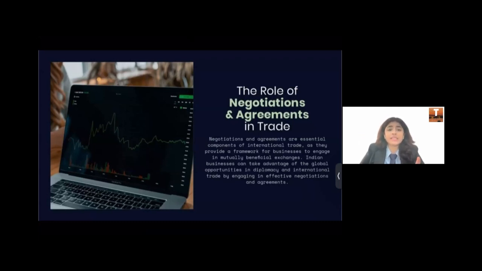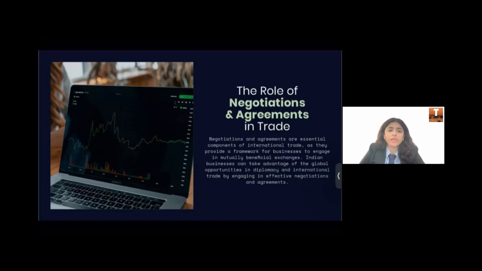Number one is establishing terms and conditions, because negotiations and agreements provide a platform for trading partners to establish the terms and conditions of their trade and the trade relationship which they have. This includes determining the scope of trade, the types of products or services involved, pricing mechanisms, quality standards, intellectual property rights, and other relevant aspects.